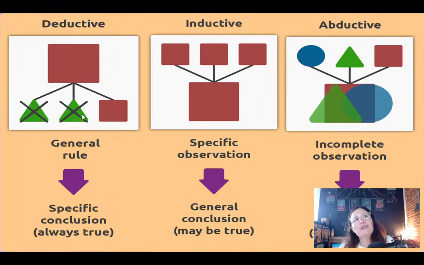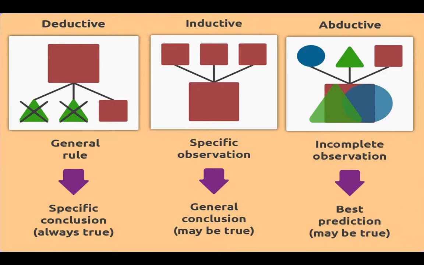These are the three types of logical reasoning that we are studying: deductive, taking a rule and applying it to situations; inductive, taking situations and creating a rule; abductive, taking situations and making a prediction or a best guess. That's all. Let's get started.